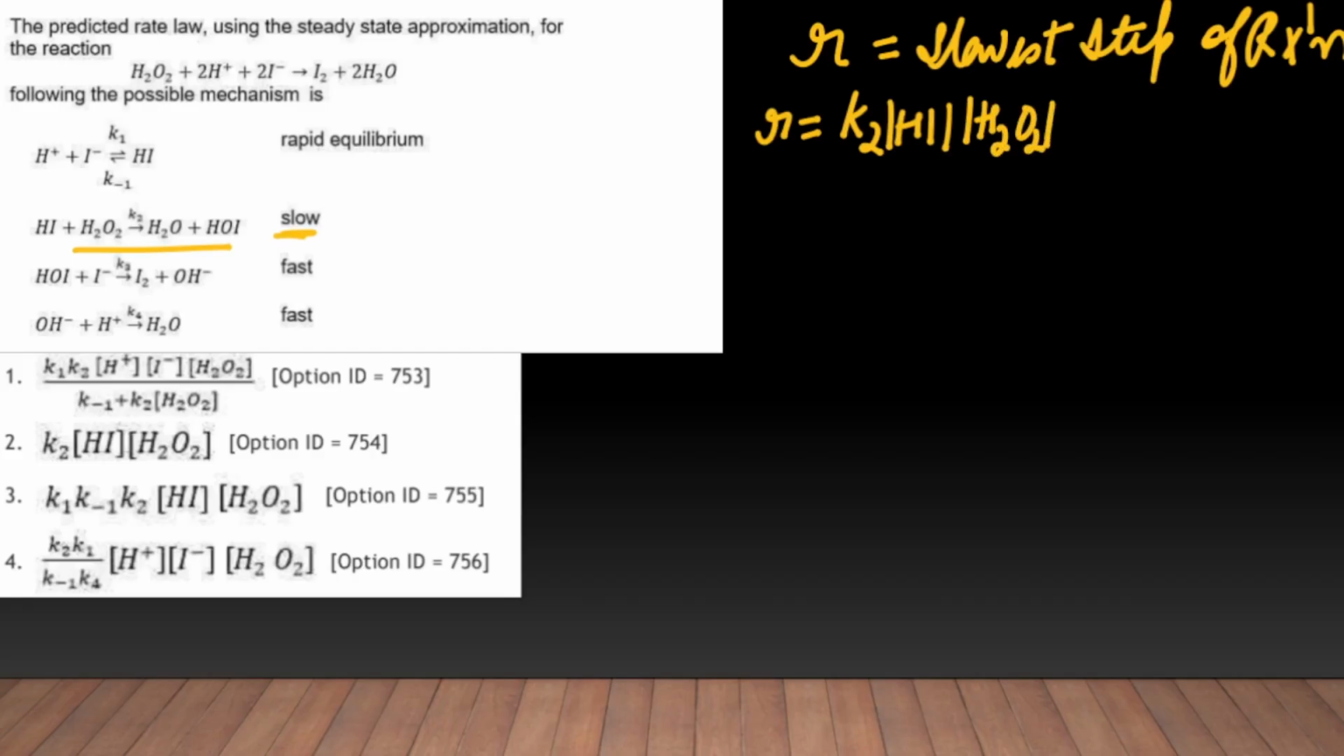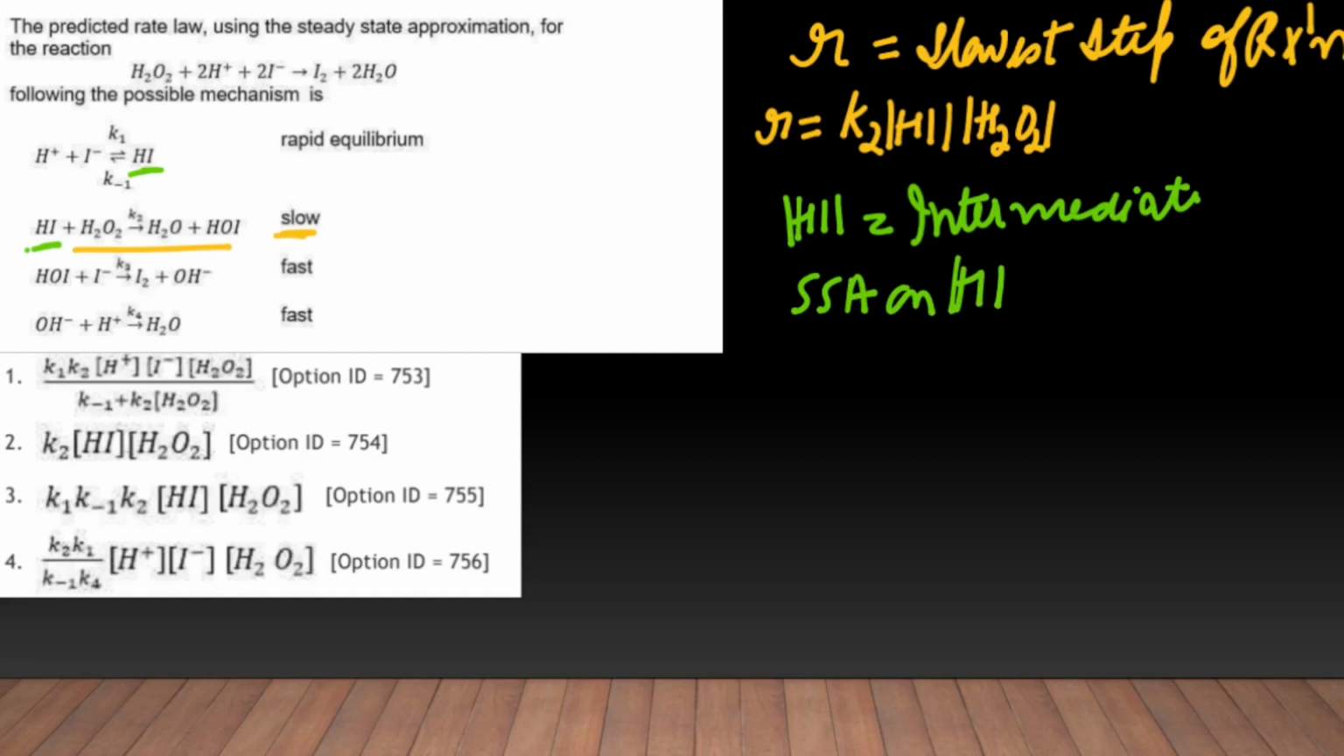Now look for the intermediate that is formed in one of the steps and consumed in another, which is your HI. It is formed in the first step and consumed in the second one. So we have to find its concentration. This is your intermediate. So applying SSA on HI, d by dt of HI will be equal to 0. This is what we have to find.